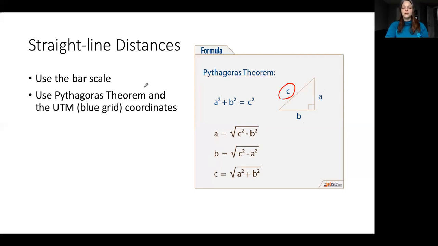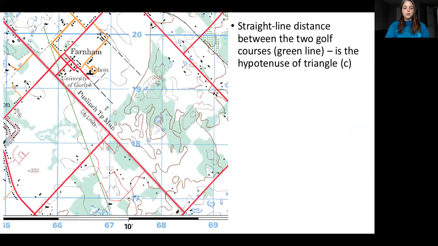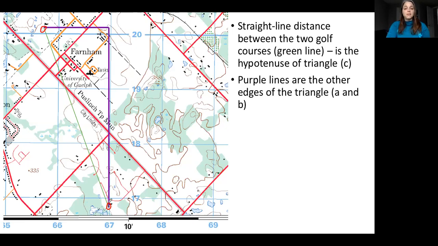And we're going to use the UTM coordinates to help us figure out the distance for b and a in our example here. I'm going to talk about the distance between these two golf courses. There's a golf course up here and a golf course down there. So the green line is that straight line distance, or the hypotenuse of the triangle I'm going to draw, and that's going to be my c in this formula. The purple lines that I've added on are a and b, the edges of my triangle. So from here to here, all the way down, and then from there to there.